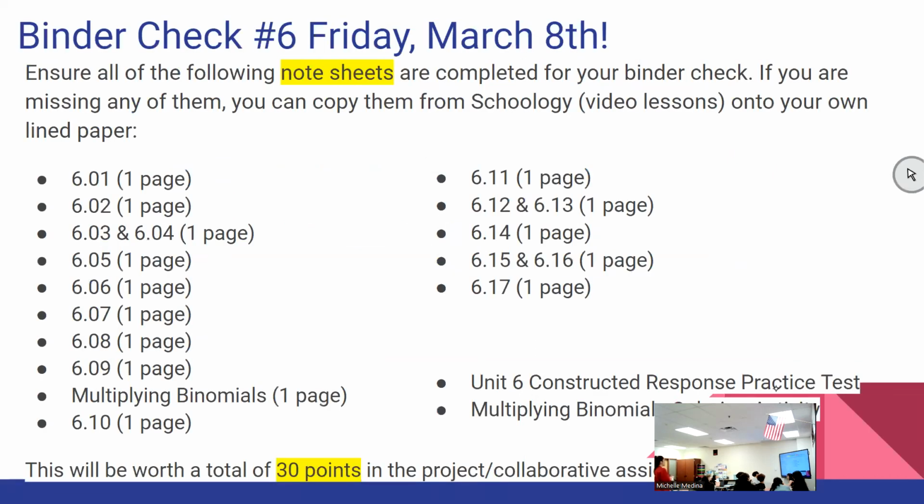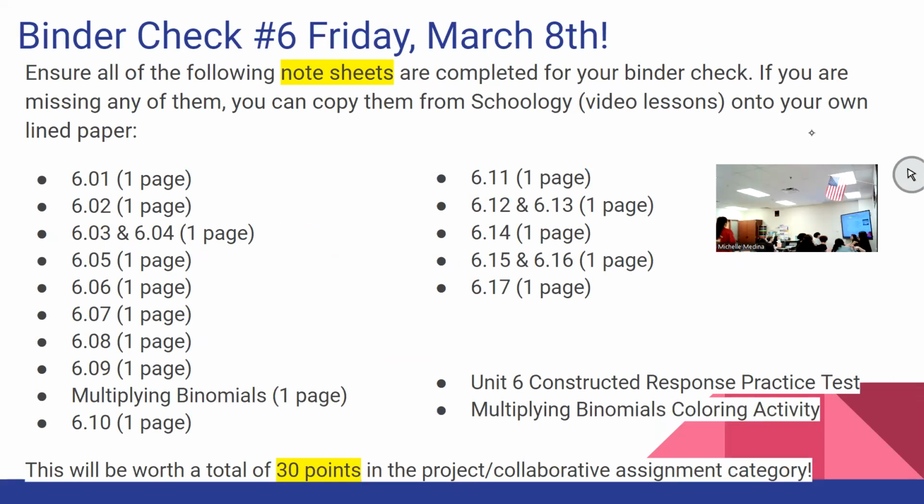And we do have a binder check tomorrow. Here's everything that would be included in that. And if you are missing one of the pages, you could take the notes from Schoology, copy them onto your own paper, or you can go get them from the bin and fill out the notes from Schoology too. It's all there. There's no reason we can't all get 100% on it.